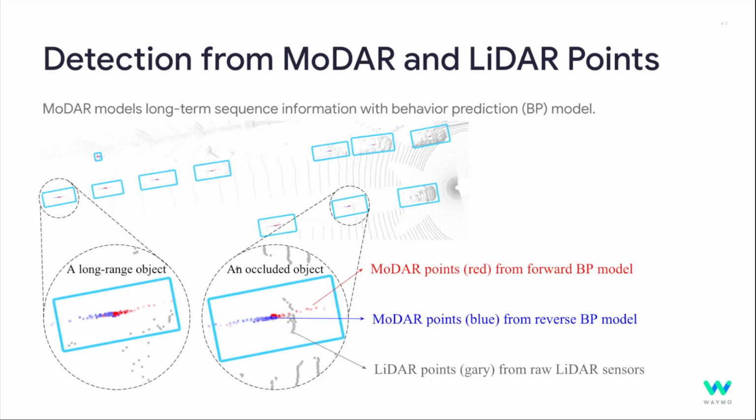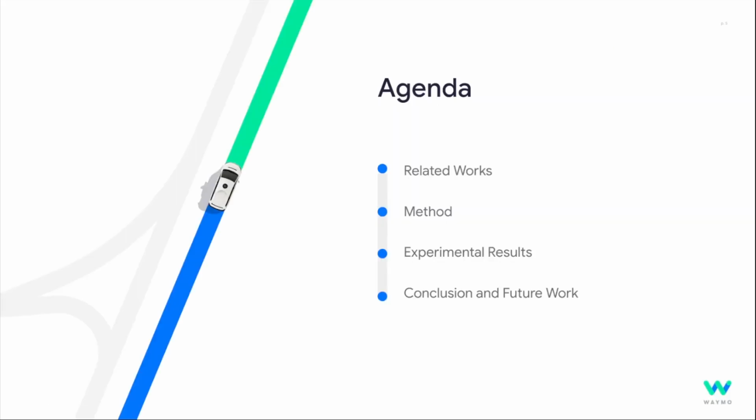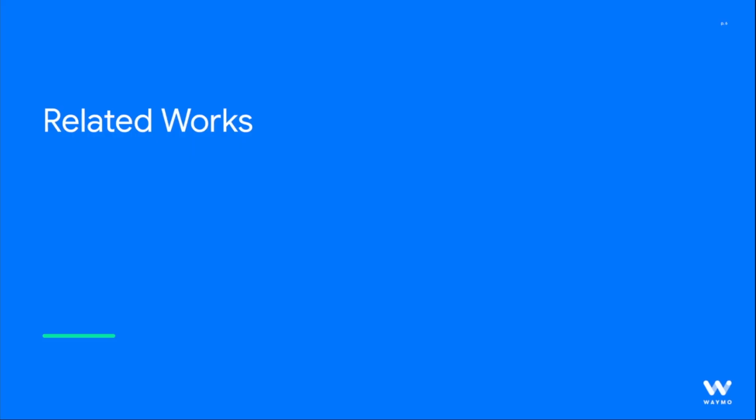In this work, we propose using motion forecasting outputs as a type of virtual modality to augment LiDAR point clouds. The MoDAR modality propagates object information from temporal context to a target frame, represented as a set of virtual points, which are colored here in red and blue. A fused point cloud of both raw sensor points and the virtual points can then be fed to any off-the-shelf point cloud-based 3D object detector. We will start with related works and then move on to the method, experimental results, conclusion, and some future directions.